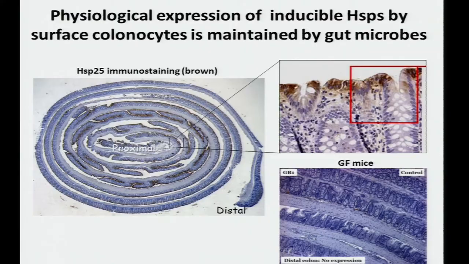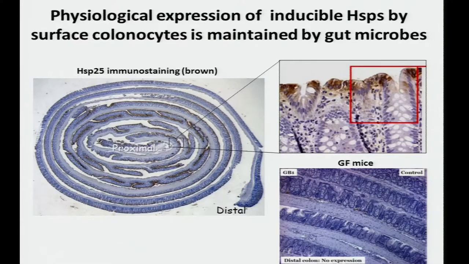The other thing I think you can appreciate is that there's a gradient of expression, which is largest in the proximal colon, but then begins to dissipate and is almost undetectable by the time you get to the rectum. Now, one of the things that we thought of immediately is that perhaps the reason that these proteins are being physiologically maintained is because they're getting cues from microbes.